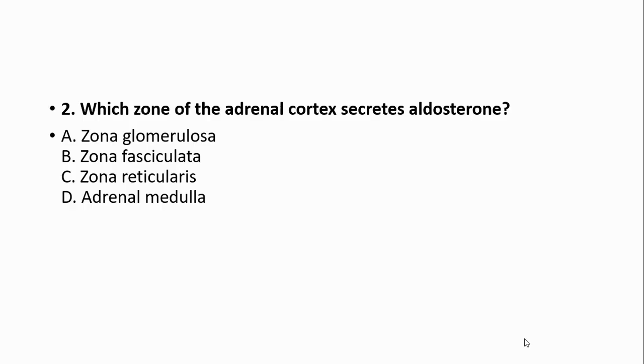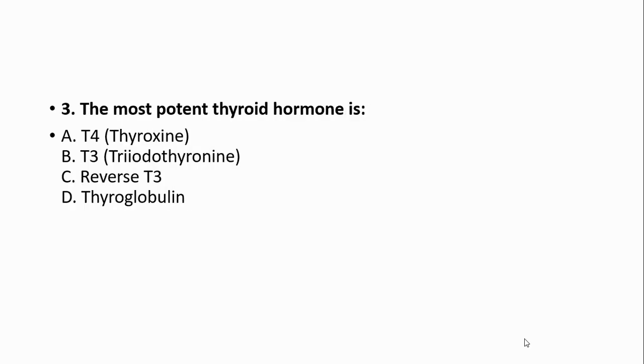Now let us move on to the third one. The most potent thyroid hormone is... Please comment if you guess the answer. Options are A. T4 thyroxine, B. T3 triiodothyronine, C. Reverse T3, D. Thyroglobulin. The answer is B, T3 or triiodothyronine.